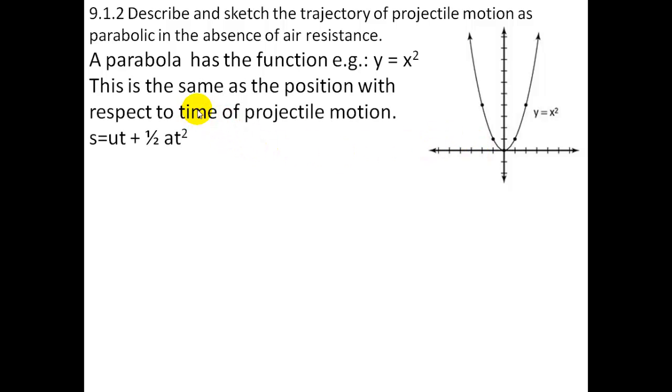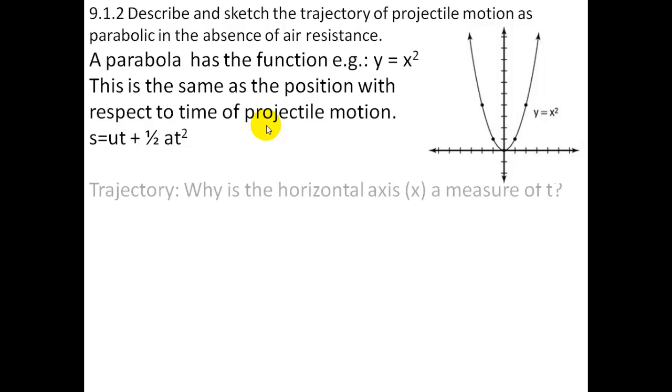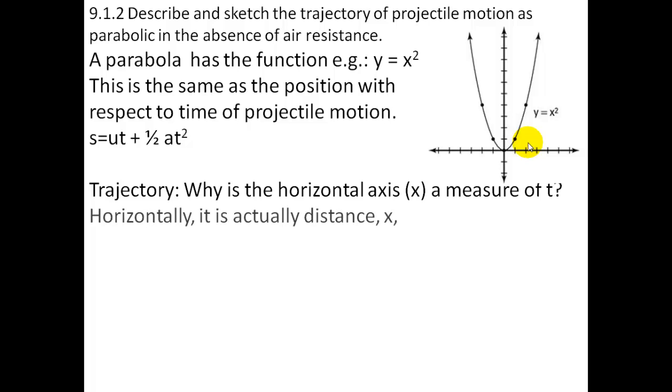So this is the same as how the position changes with respect to time for projectile motion. And you can see that y is equal to x squared resembles this. Basically, s is equal to ut plus half at squared. This is the part that renders it a parabola. So the horizontal axis, the x-axis, is a measurement of time. Well, as we've said already, the horizontal component is constant in terms of velocity, because we know that horizontally it's distance, but this is a measurement of time.